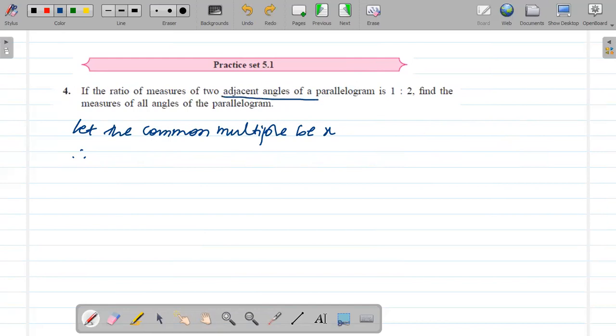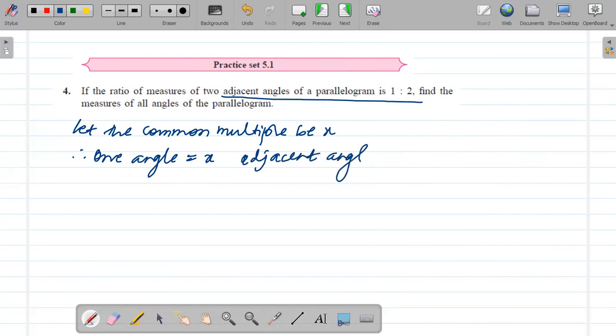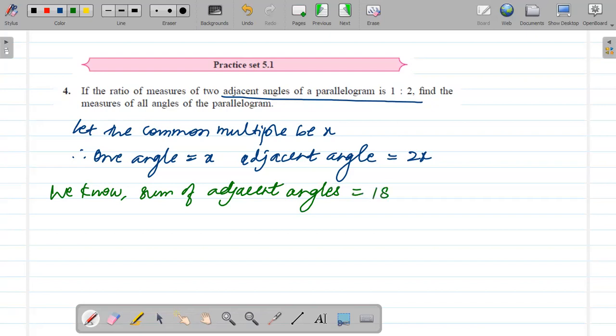So if the common multiple is x, then one angle will be equal to x and the adjacent angle will be equal to 2x. Right? Now we have to find the measure of all the angles. Clearly, you just find the x and then replace the x to find the other angles. Correct? So how do we proceed from here? What is the property for adjacent angles? We know that the sum of adjacent angles is equal to 180 degrees.